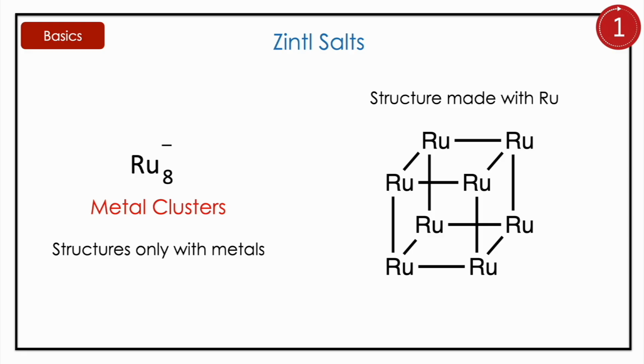First, you should know what Zintl salts are. A Zintl salt is a metal cluster formed only by metals, simply by metals. Here is shown Ru8 minus. It is an anion from ruthenium. It forms a cubane-like structure. You can see the structure is only formed from ruthenium: 8 ruthenium, 8 corners. So Zintl salts are basically metal clusters that form unique structures.